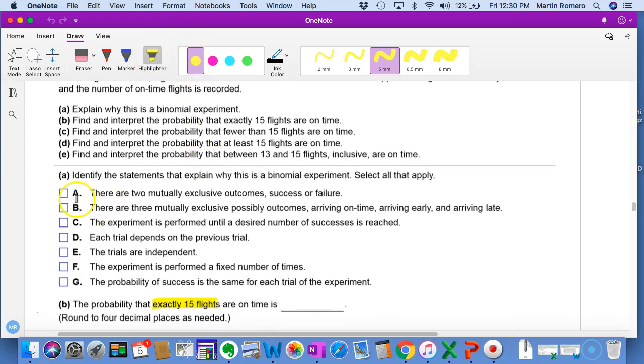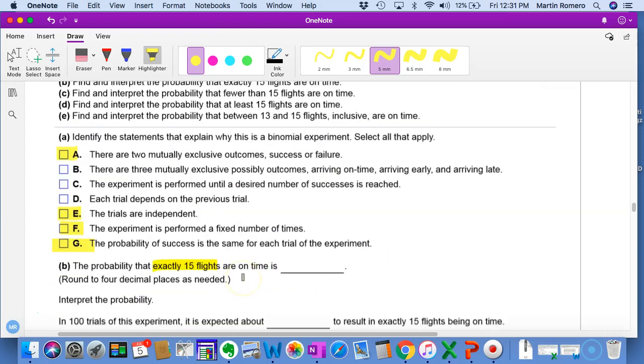It is because it's an experiment where there are two outcomes, either it's on time or not on time. Each trial is independent, the experiment is performed a fixed number of times, and the probability of success is the same for each trial. That goes back to our definition.